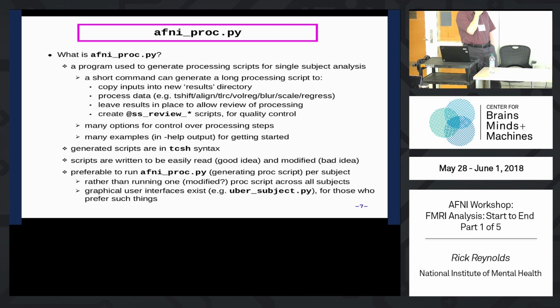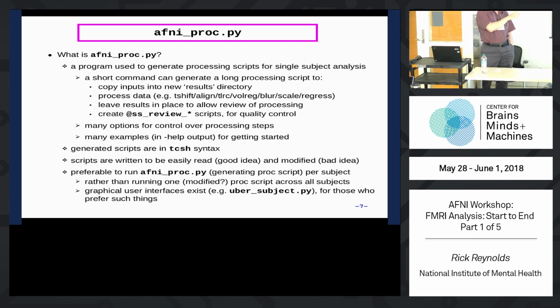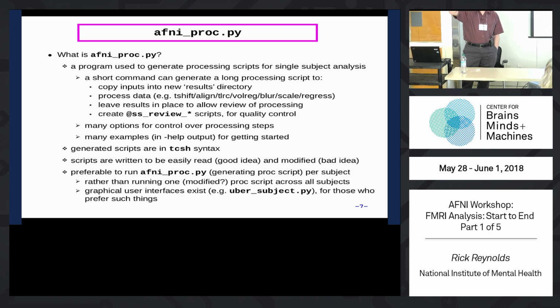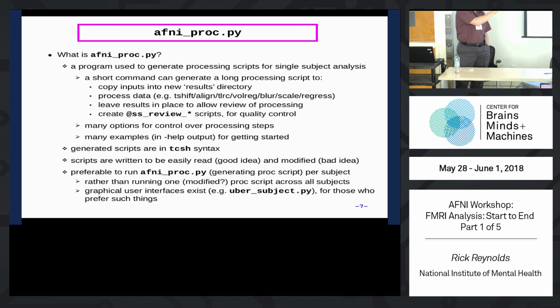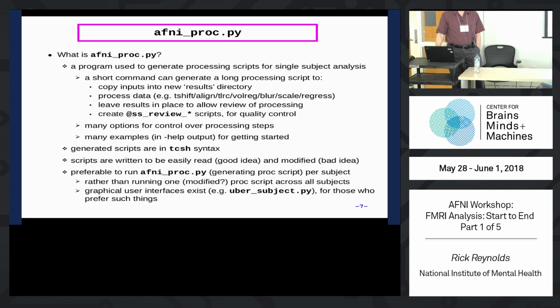Typically, when you're doing this across groups, some people generate a proc script and then run that proc script per subject. I don't recommend that. I recommend having a loop going across your subjects to run AnthonyProc per subject, and then you have a processing script per subject, and it just keeps everything separate, and then it's easy to track what happens that way. Keep all your results together.